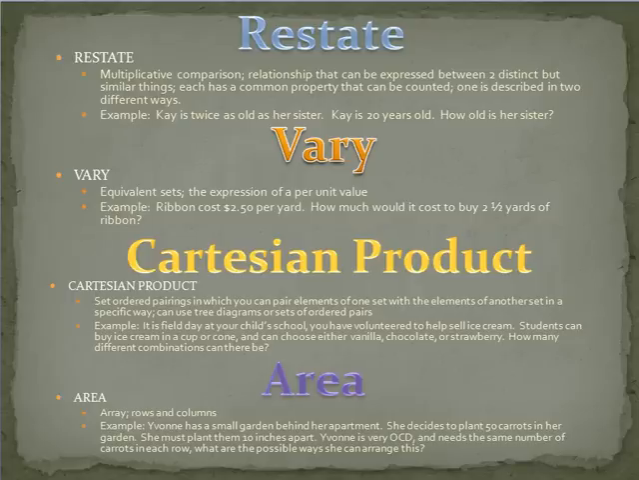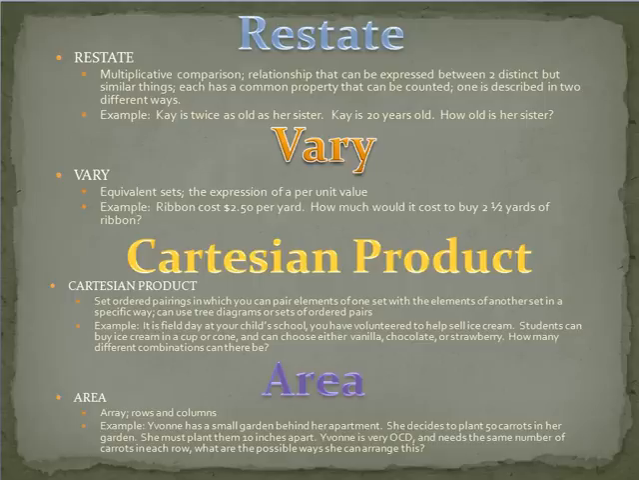A Cartesian product is a set of ordered pairs in which you can pair elements of one set with the elements of another set in a specific way, such as using a tree diagram or a set of ordered pairs. An example of this could be, it is field day at your child's school. You have volunteered to help sell ice cream. Students can buy ice cream in a cup or a cone and can choose either vanilla, chocolate, or strawberry. How many different combinations can there be?